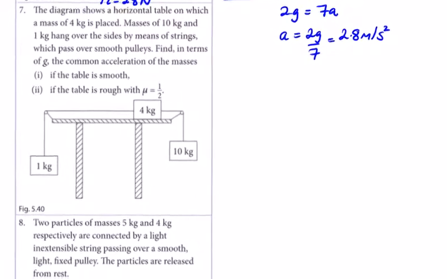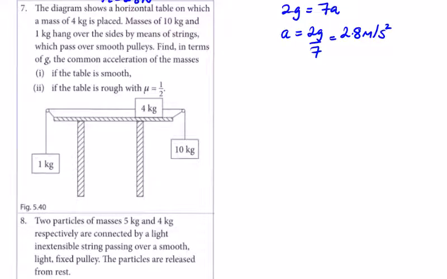The diagram shows a horizontal table again, and we have this 4 kilogram mass on the table. We have a 10 and a 1, so we can see my movement is going to be in this direction. And I have strings, so I have T1 and T2. We're told it's smooth initially, but we will have roughness as well. So in the second part, we're going to have this mu R going back this way. So 2 different accelerations. So let's draw our 3 diagrams.